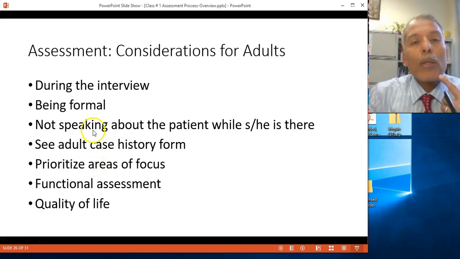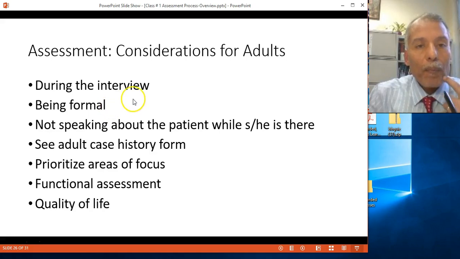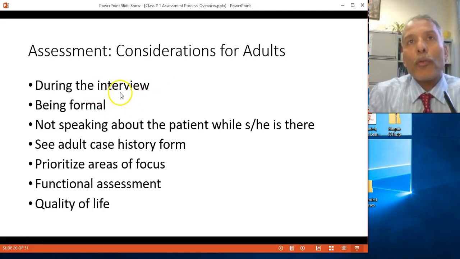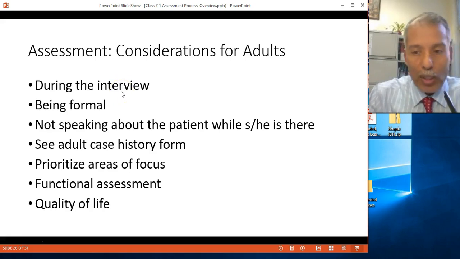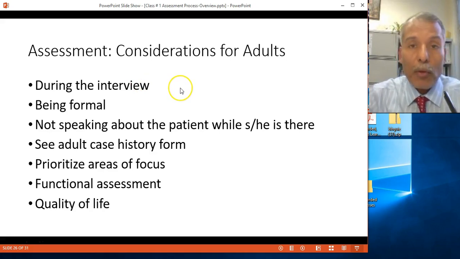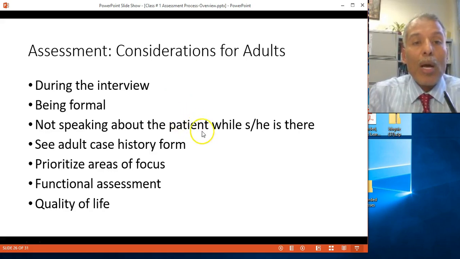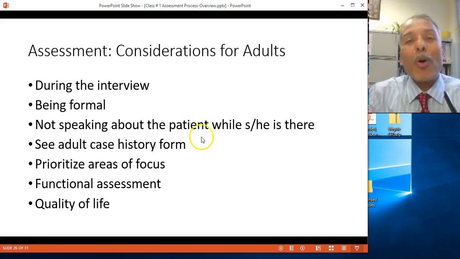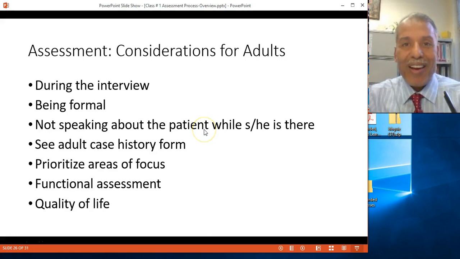So, in terms of adults, during the interview, of course, you need to be formal. You need to use their last name, unless they tell you to use their first name. You need to speak to them directly if you can. So you ask the question, collect information from them directly. You should not be speaking about him or her while they are sitting right there.